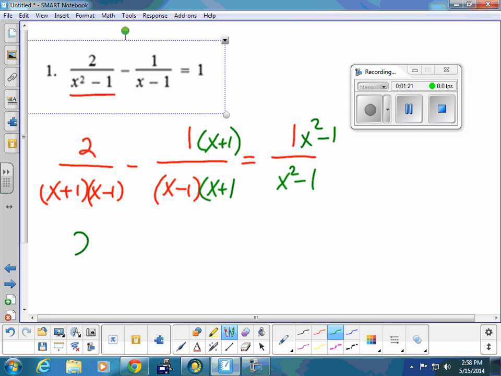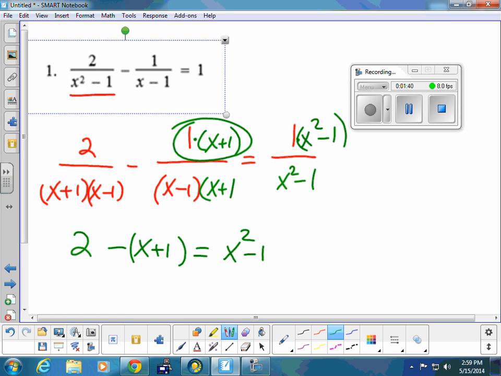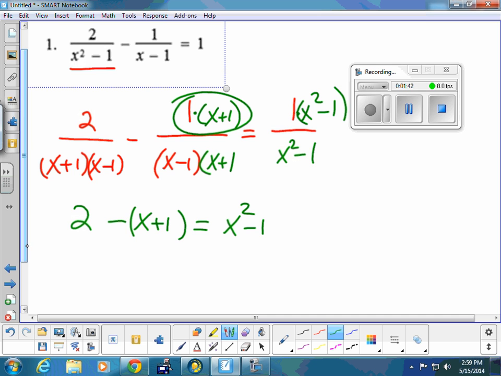Okay, so we're just going to solve the top, sorry. 2 minus, this top up here is 1 times x plus 1, so put parentheses around it, and that's equal to x squared minus 1, which again is 1 times this whole thing. Okay, so this is the new top. That looks a little complicated. You have to remember to distribute this negative sign to both things here.